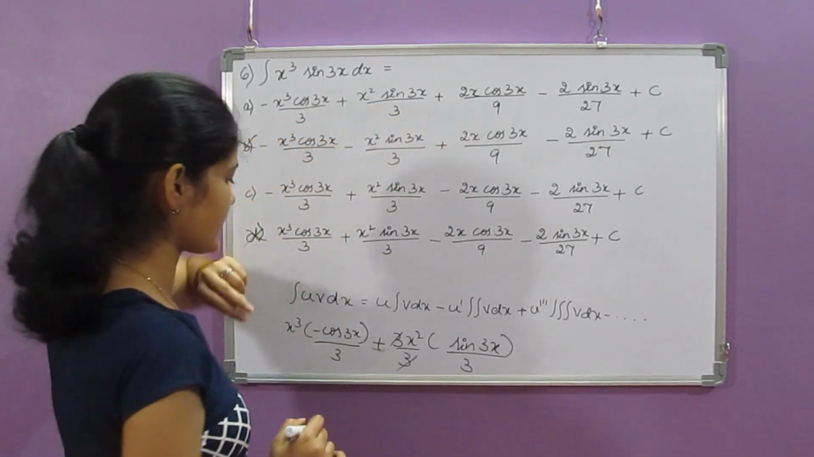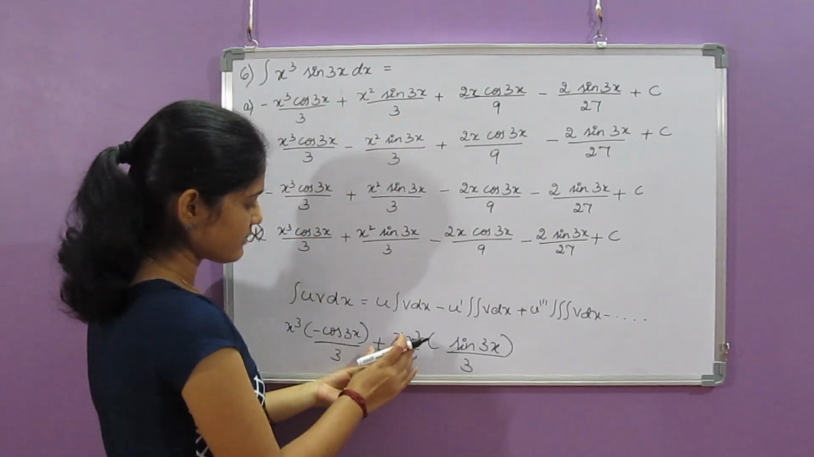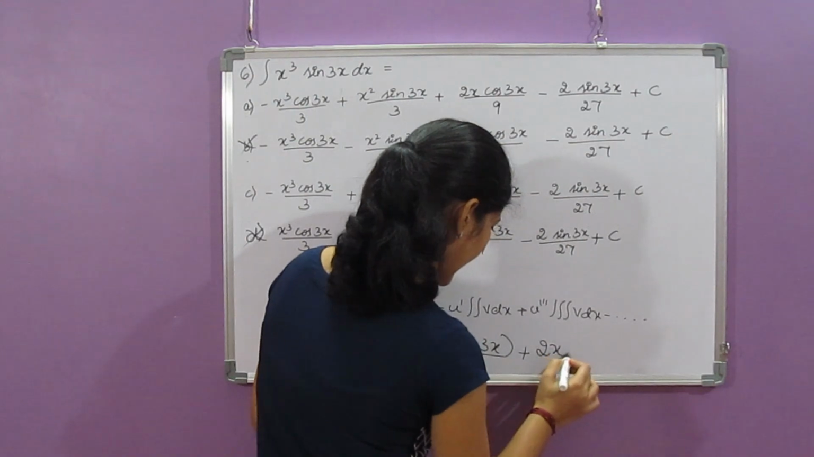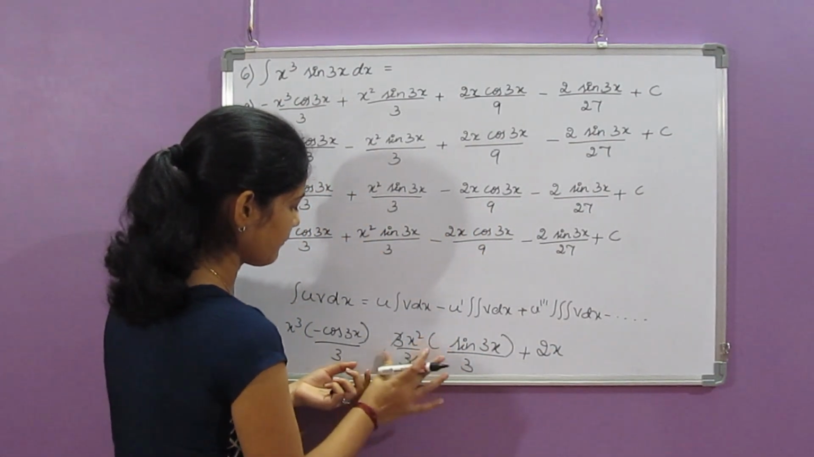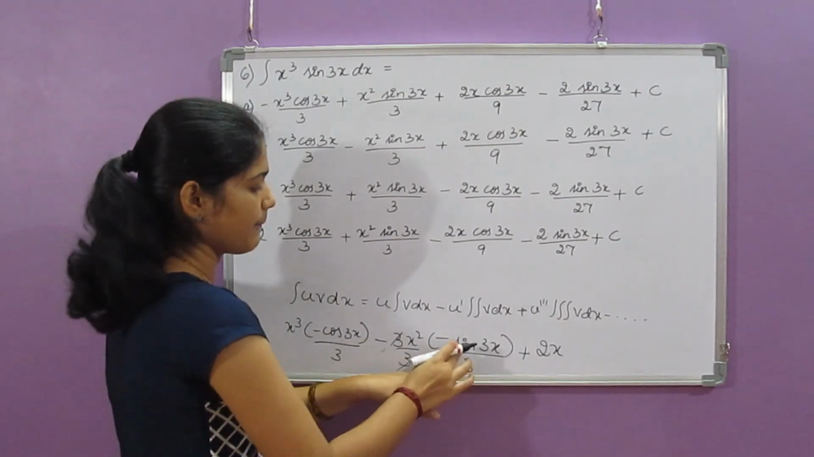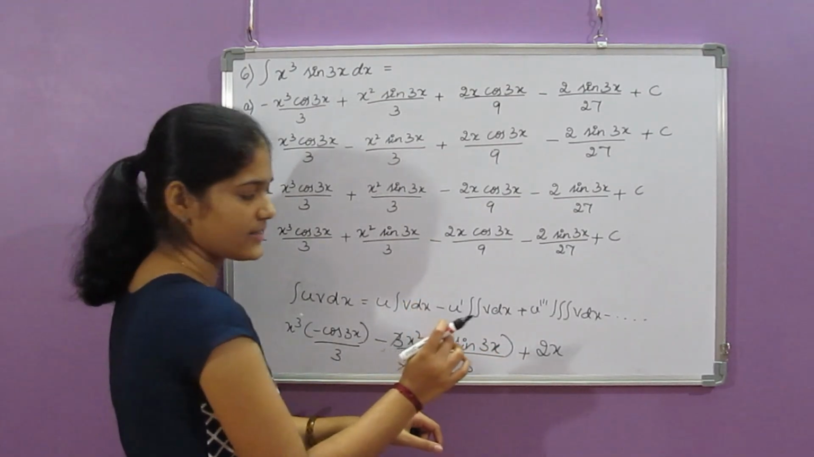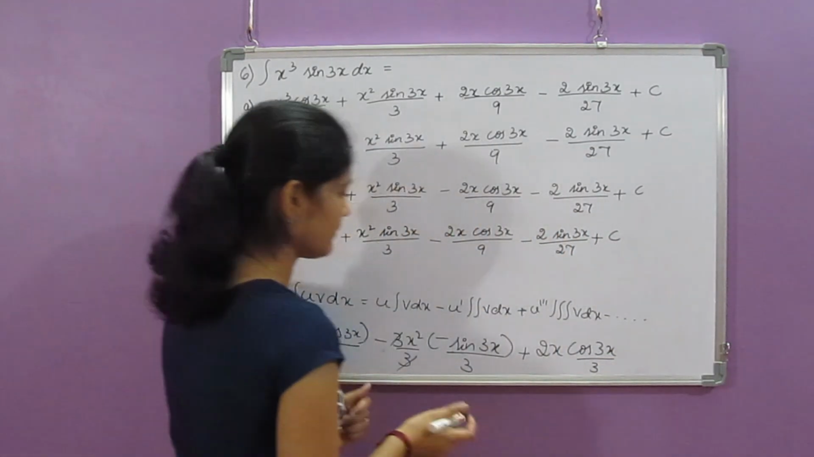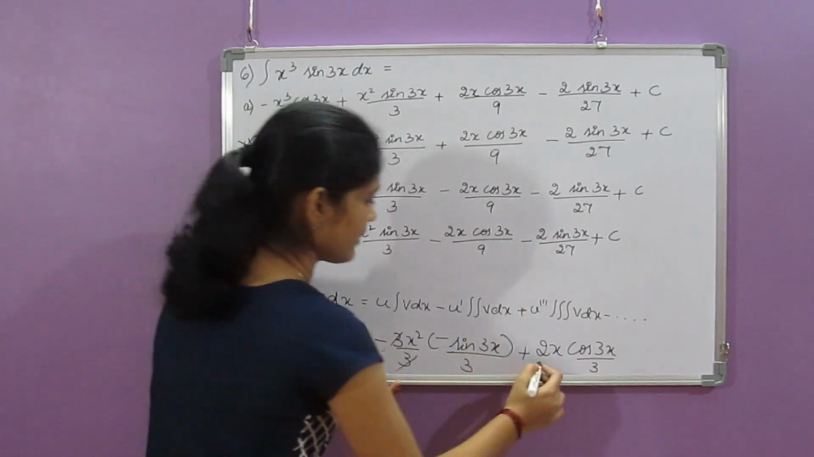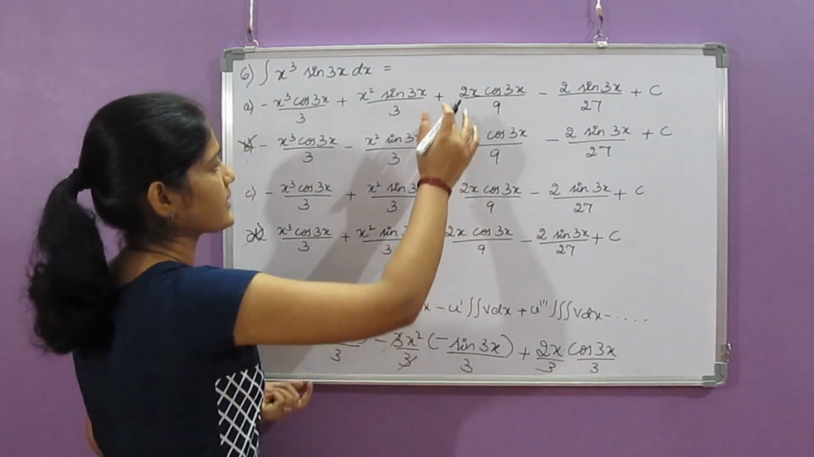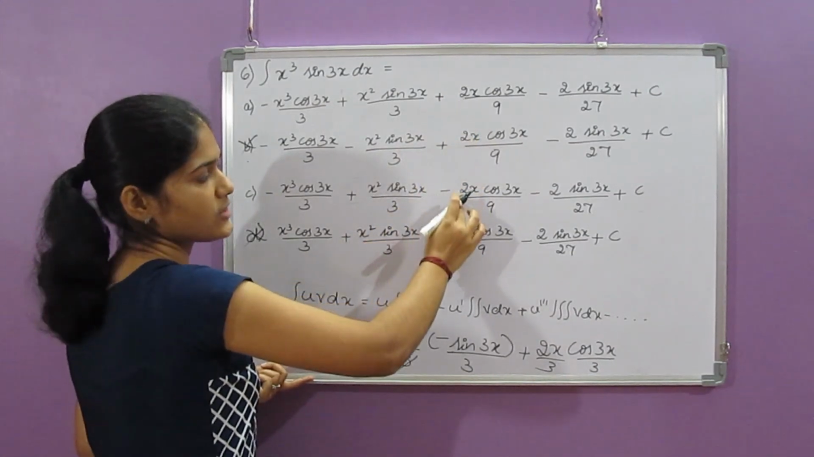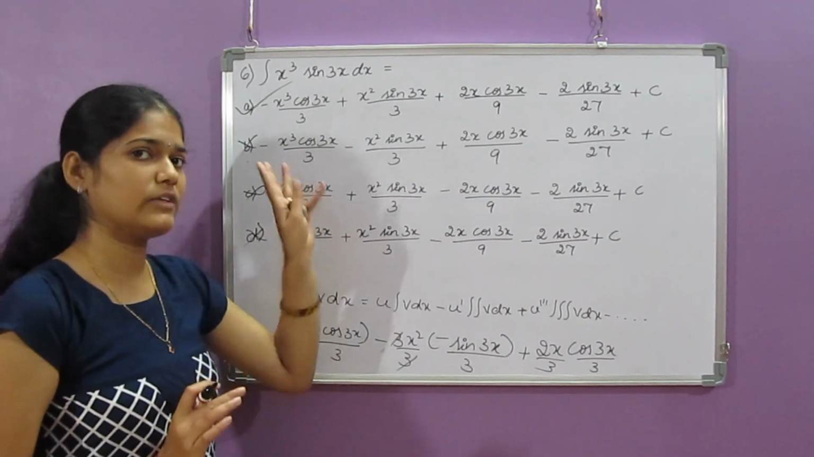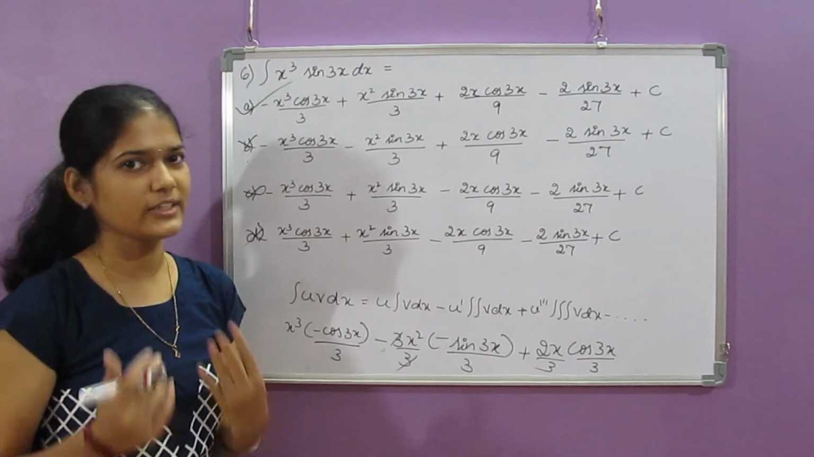Now let's move on to the next term. That means we have to differentiate x square. What will we get? Plus 2x. And here we had minus sin 3x. The integration of minus sin 3x will be cos 3x by 3. Right? Here we had another 3. Here we got plus. In this option we have plus, in this option we have minus. So clearly this is the correct answer and this is not. This is how we solve this problem. Now let's move on to the next problem.